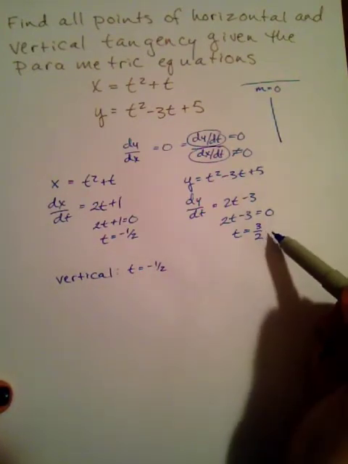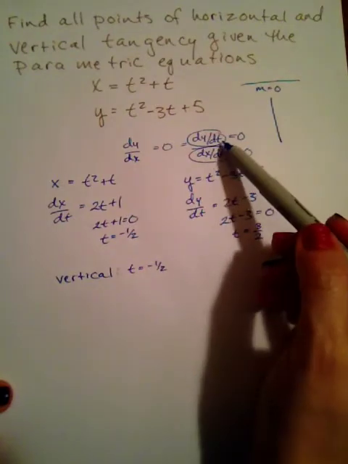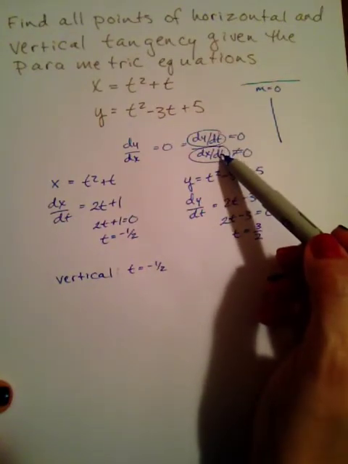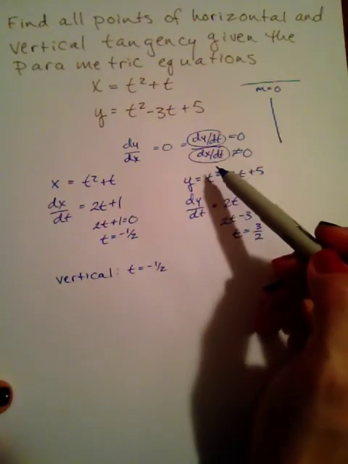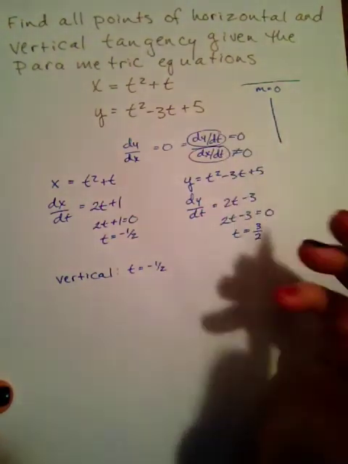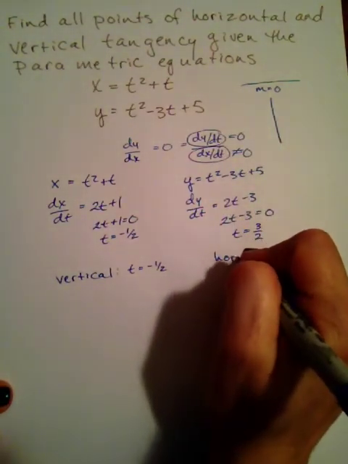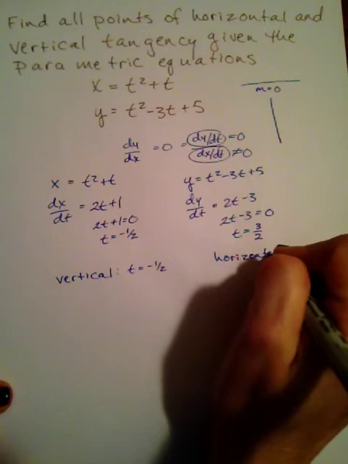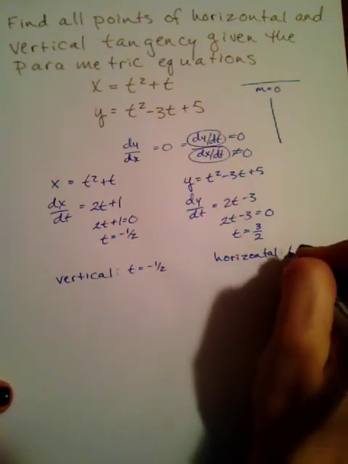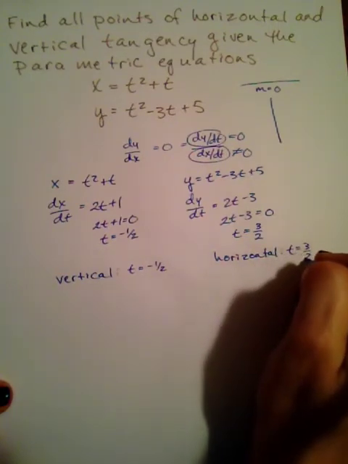Now, when dy dt equals 0, that's a 0 in the numerator divided by something that is not 0, so that is actually equal to 0, and we would have a 0 slope, so that would be a horizontal tangent line. And that will happen when t equals 3/2.